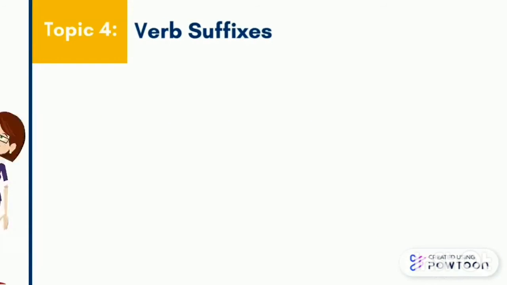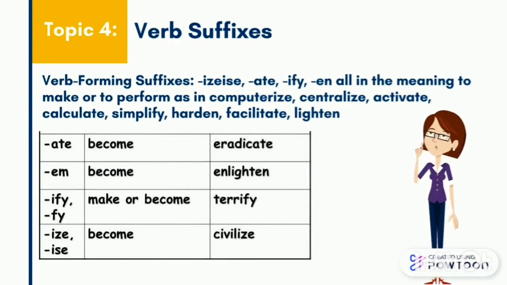Next, focus on verb suffixes. Verb-forming suffixes. The first one is ate, next one en, ify, or ize, meaning become or make. Eradicate, enlighten, terrify, civilize. These suffixes are very helpful to make different verbs. For example, facilitate, and so on.